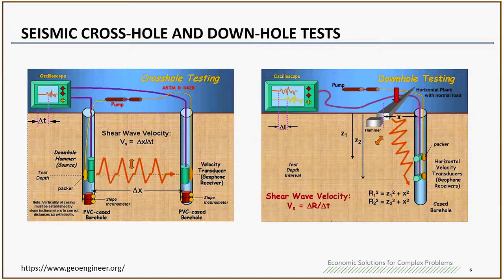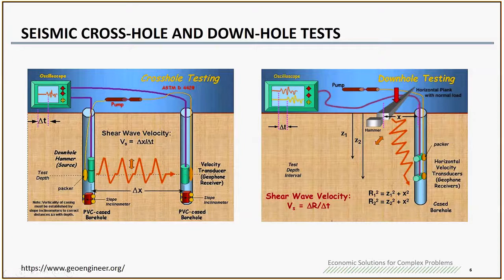ASTM has the seismic cross-hole test requirement. This is the most accurate way to measure the soil shear wave velocity. The shear wave velocity is equal to the delta x divided by the delta t, the time of the wave travel from this hole to another hole.